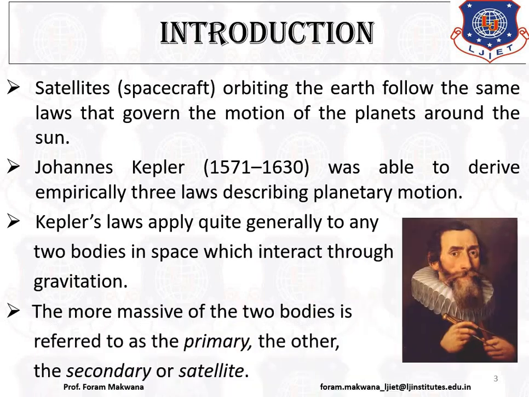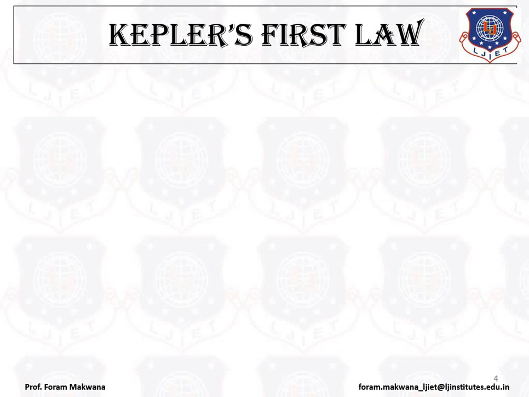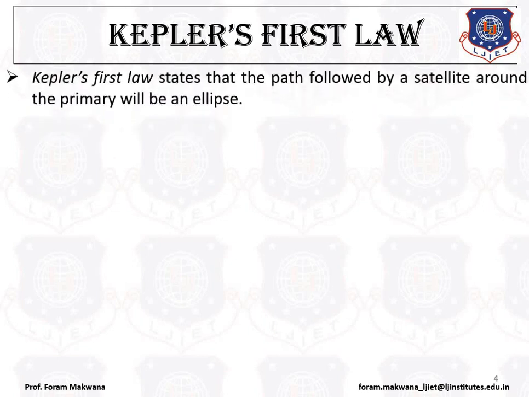It can be applied to any two bodies. Two bodies are primary body and the secondary body. Primary body stands for the Earth. That means our satellite is rotating around the Earth. So Earth is primary body and satellite is secondary body. We will start the three laws given by Kepler one by one. First, we will start Kepler's First Law.